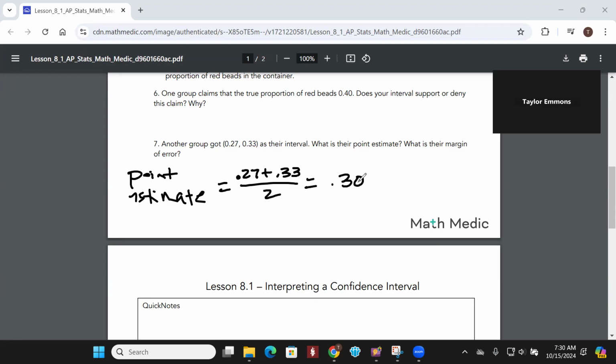Okay, so again, for interval A to B, we would find the point estimate by taking A plus B and dividing by 2, right? It's the average. We were given the interval, we're finding the point estimate. The point estimate is halfway between.